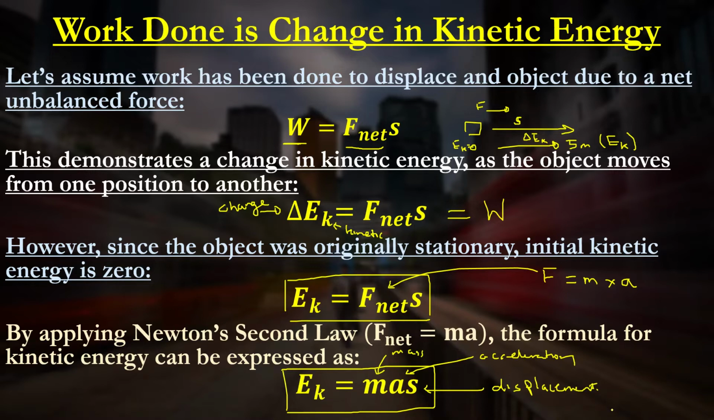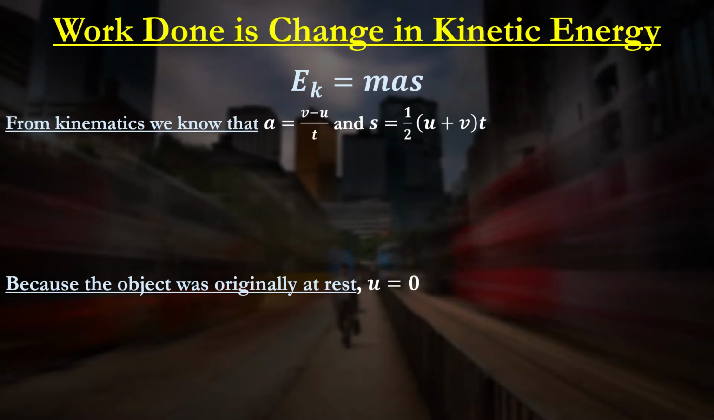But that's not it. There's actually a couple more components we can add onto this equation for kinetic energy. So if we go back to kinematics, we know that acceleration is v minus u over t, final minus initial over time, and we know that the displacement can be written as so. So half bracket u plus v times t.